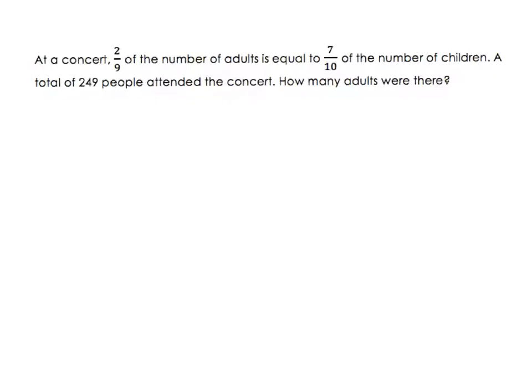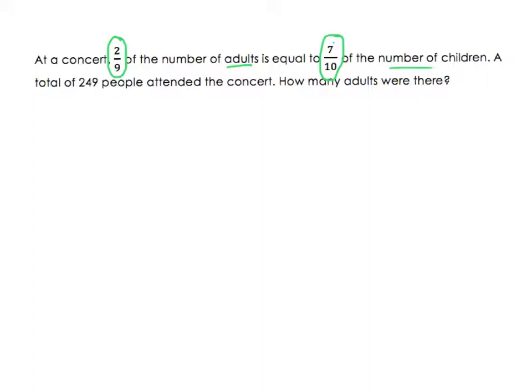So let's begin by reading our problem. At a concert, 2/9 of the number of adults is equal to 7/10 of the number of children. A total of 249 people attended the concert. How many adults were there? So we know that 2/9 of the number of adults is equal to 7/10 the number of children. And this is where sketching a model can clearly help us think about the problem.